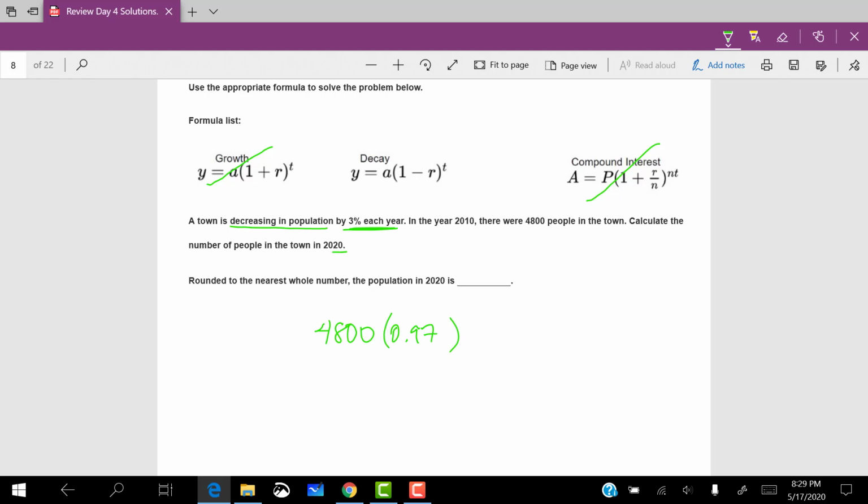And we want to know how many people in 2020, so we're going to ask for 10 years from now. And this says round to the nearest whole number. Don't put any commas on here because you might get marked down if you have a comma and the answer doesn't have a comma in it.